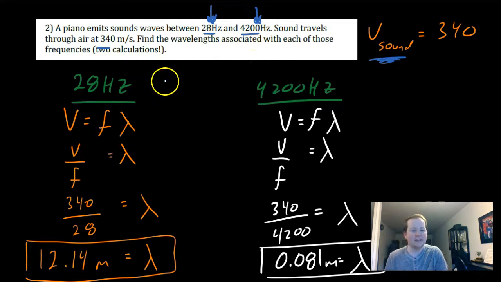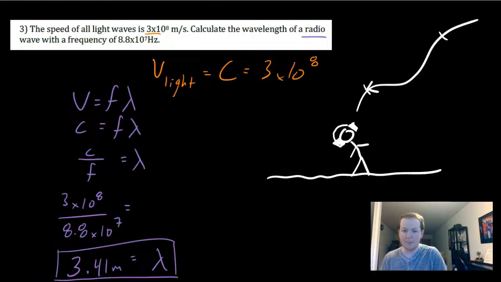So I've organized it by two different frequencies. You don't necessarily have to do it like that. But I plugged in my values, 340 for v. I plugged in the two different frequencies, and I got 12.14. That's the biggest wavelength. And 0.081. Wavelength is measured in meters. That's number two. Number three.